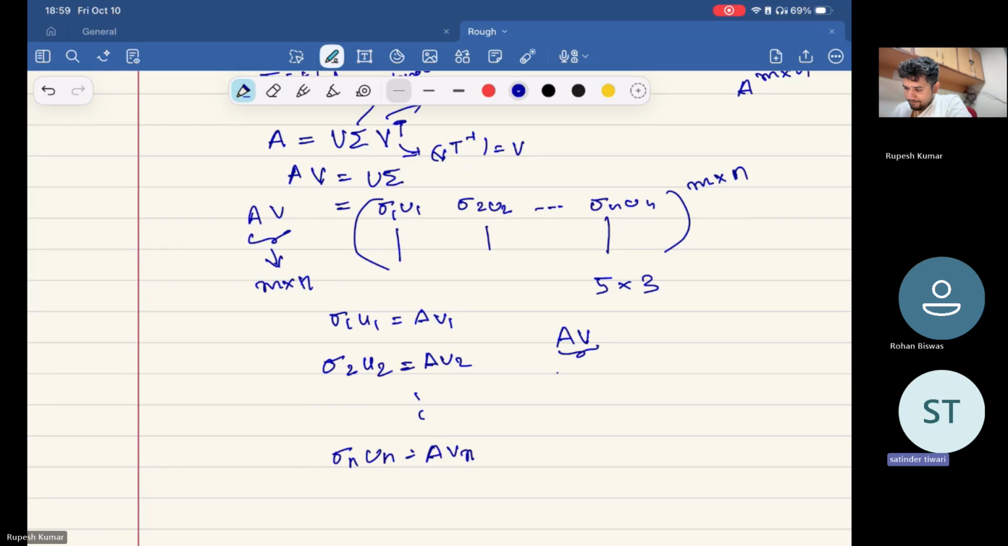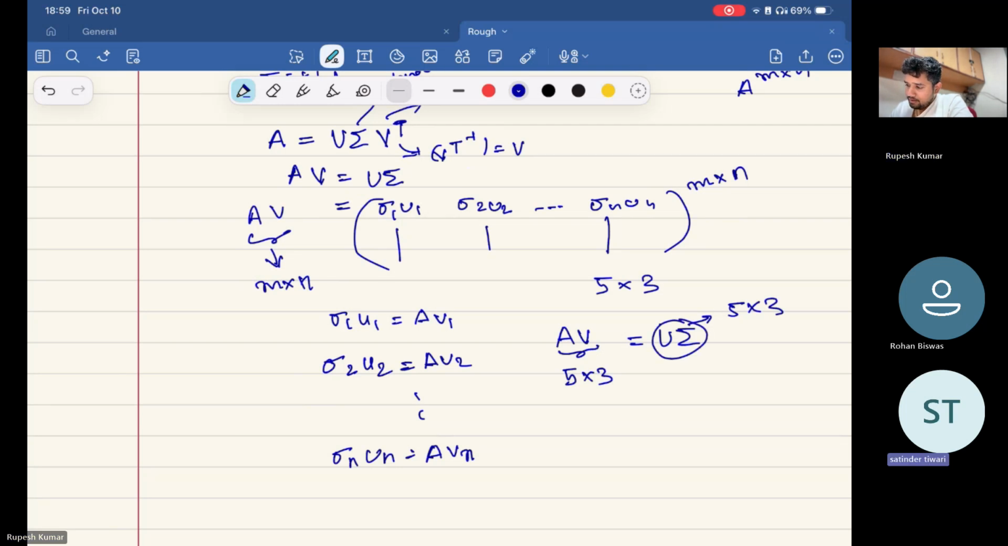It will be 5 cross 3 into 3 cross 3. So this will be 5 cross 3, right? And on the right hand side, I am writing U into sigma. Now this is 5 cross 5 into 3 cross 3, 5 cross 3. So it will again be 5 cross 3, right? This product will be 5 cross 3, right?